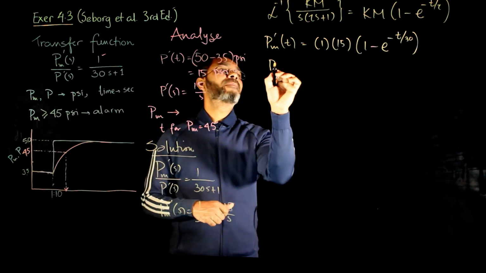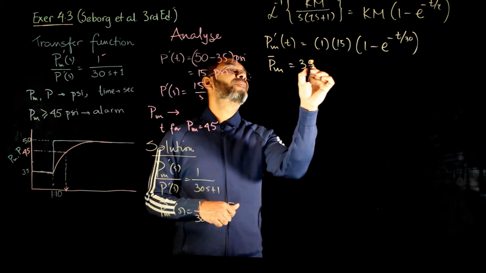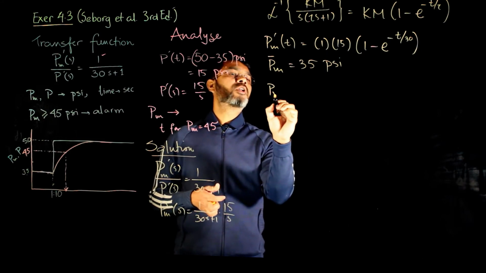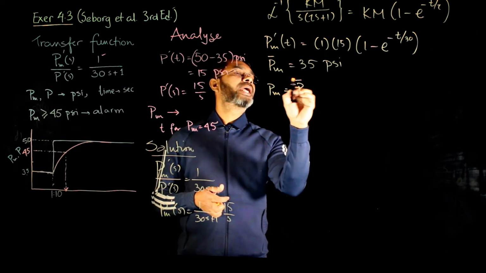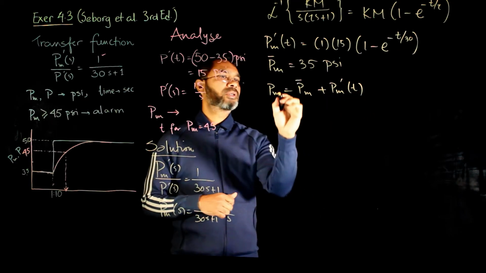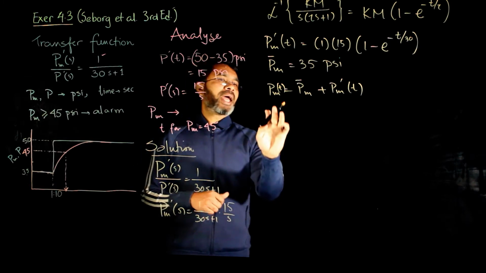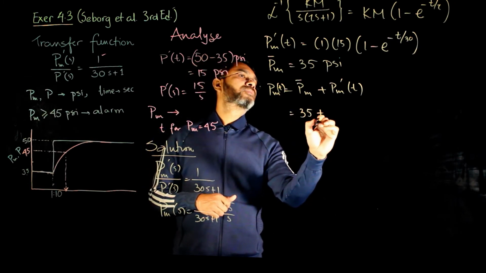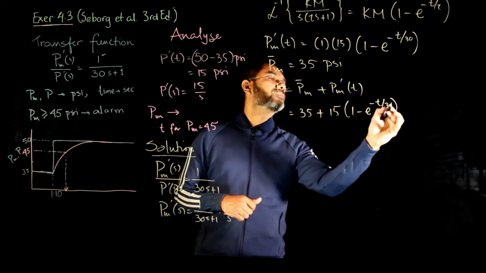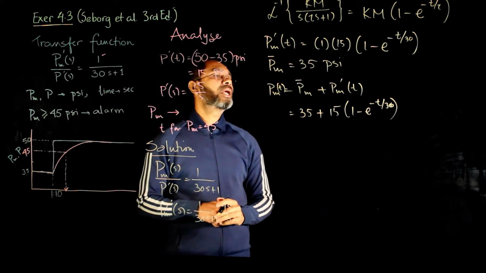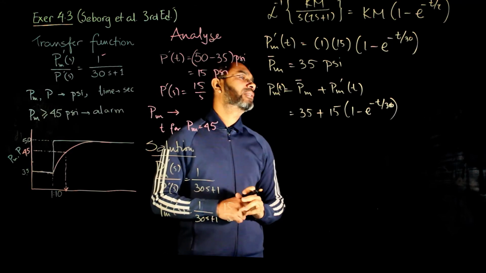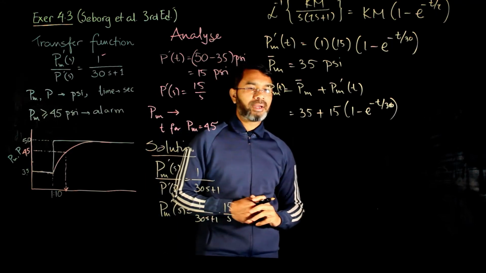We know that Pm at the initial value was 35 psi. Initially the measured value was at 35 psi. So Pm in its absolute form will be Pm bar, meaning the initial value, plus this Pm prime of t. So we have this equals 35 plus 15 times (1 minus e to the negative t over 30). The problem is to find out when this Pm will be 45 psi. So what will be the t for this case, because that's the time when the alarm will sound.